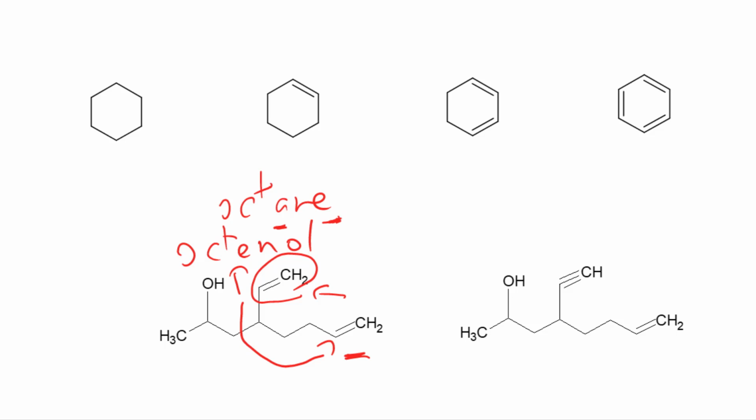Now I need to indicate in the 4 position there's this ethenyl. So out here I'm going to have an ethenyl, and it's going to be an octanol. And now in the 7 position is the ene, so I'll put the 7 in there. And in the 2 position is the ol. Let me clean this up and we'll write out the full name.